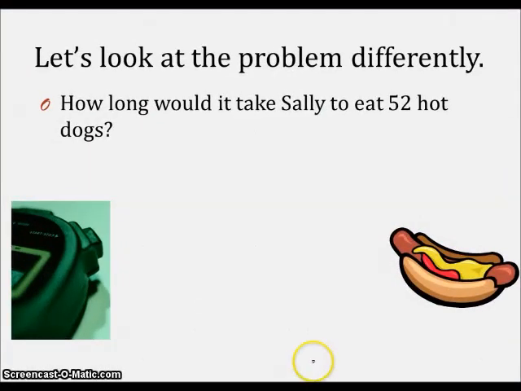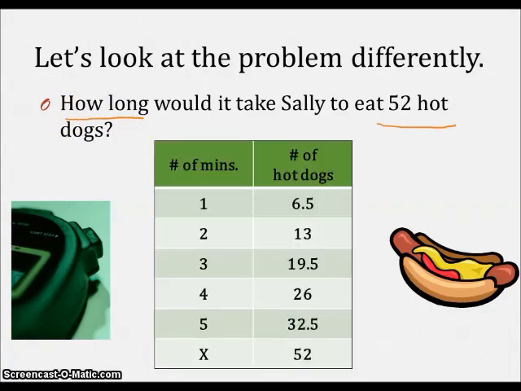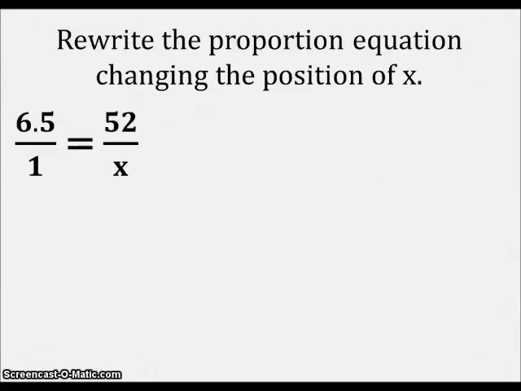How long would it take Sally to eat 52 hot dogs? So now we know the number of hot dogs, but we don't know how long. We don't know our number of minutes. So if we look at our table, we would put x in for our number of minutes instead. We already know 52 hot dogs. So we set up a proportion like this. I've changed this. This is the number of minutes. I've still got minutes under the number of hot dogs, okay? But I just put our mystery number in for what we don't know.